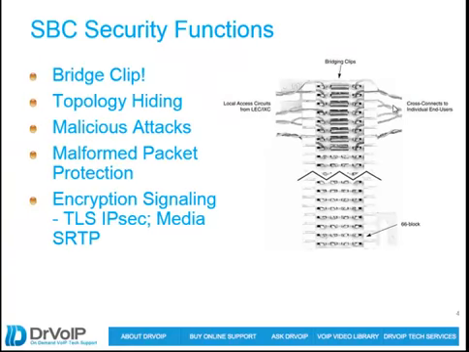So the question you have to ask yourself is, as you extend your telephone network out into the internet, how do you separate your network from the internet or from the carrier's network? Where's your 66 block? Where's your bridging clip? Well, that is a great reason to have a session border controller. You also want to be able to hide the topology of your network.